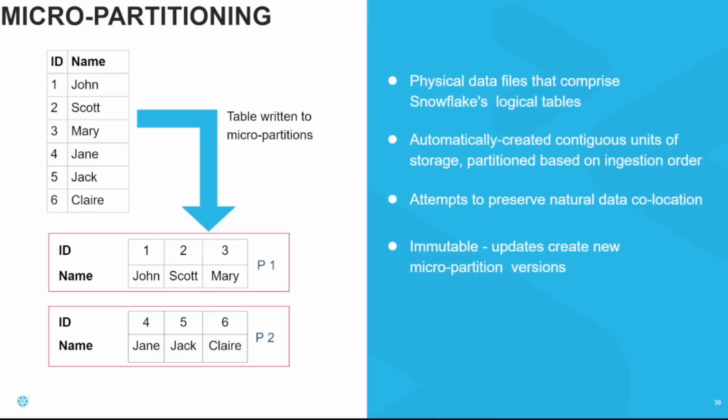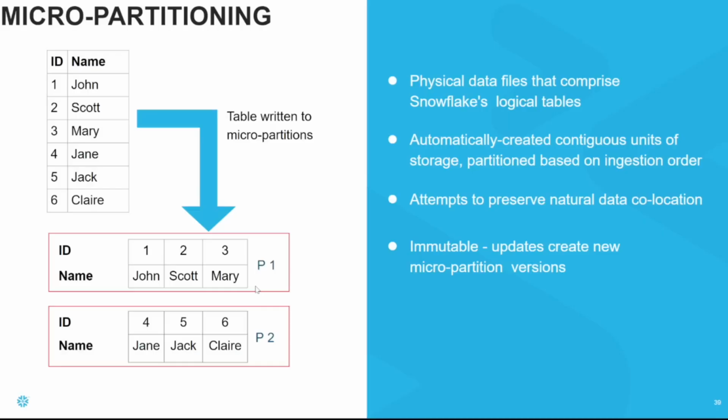Now, this is the micro partition. Let's say you have a table where you want to store IDs and names, and these are the rows you want to store. Internally, Snowflake creates two micro partitions. In the first partition, it stores the data from 1 to 3, and in the second partition, it stores the data from 4, 5, and 6.